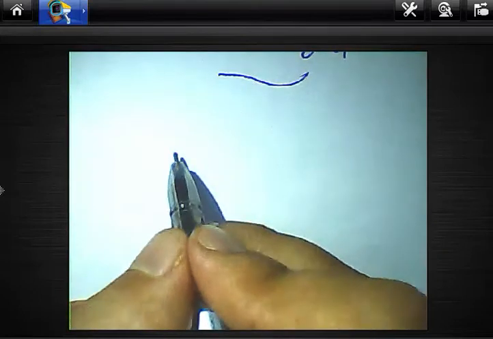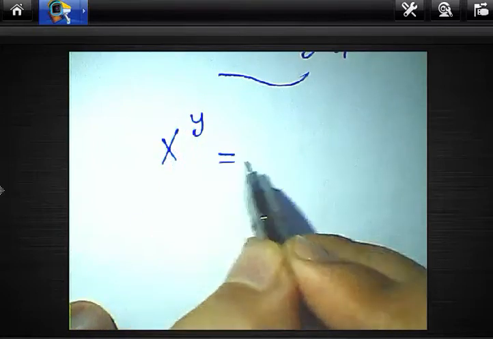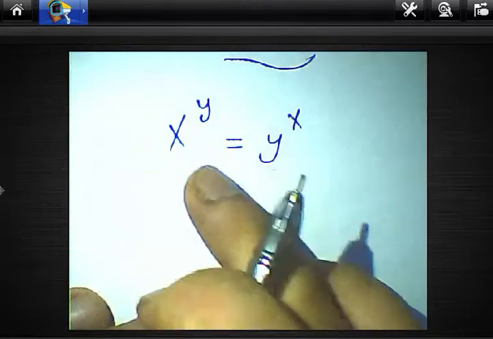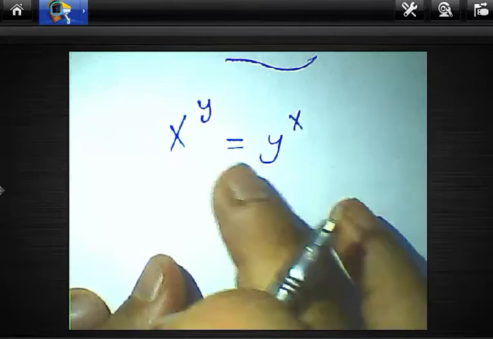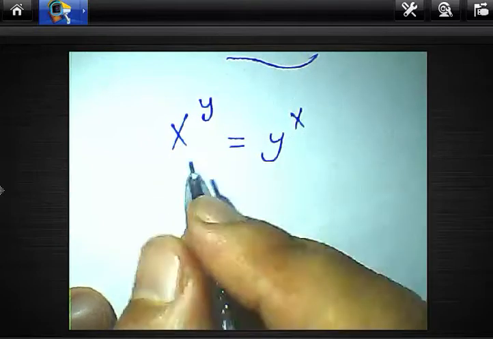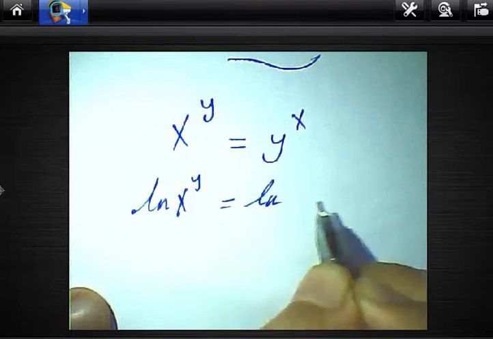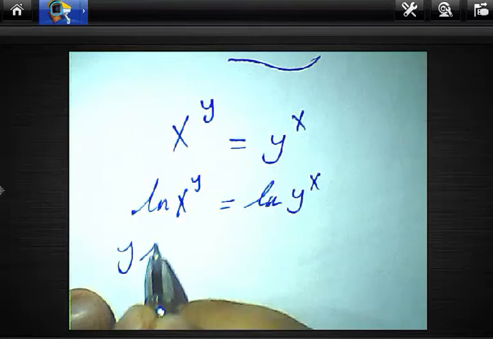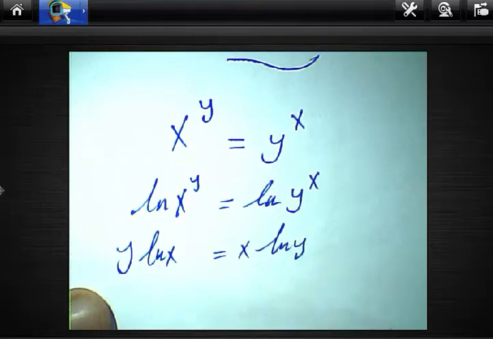Look at here, about this example, we have x power y equals y power x. We need to use ln here because we have unknown to unknown, function to function, so we must write ln on the left hand side and right hand side, and drop the power: y multiplied by ln of x equals x multiplied by ln of y.